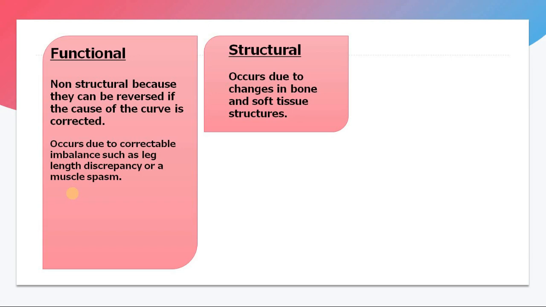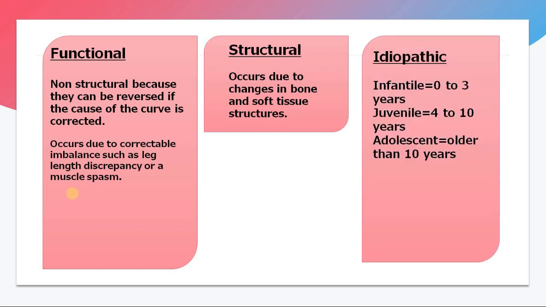And the structural type of scoliosis occurs due to changes in the bone and soft tissue structures. Now there is also idiopathic scoliosis, which is categorized by the age of onset: infantile, juvenile and adolescent. Infantile scoliosis occurs between 0 to 3 years, juvenile between 4 to 10 years, and adolescent in children older than 10 years. For those who don't know, idiopathic means the cause of the condition is unknown. It is called idiopathic.